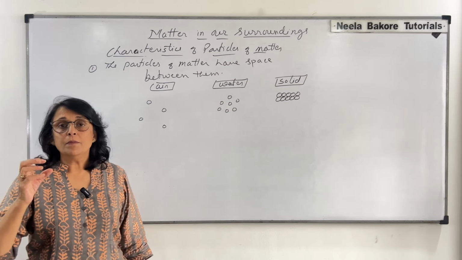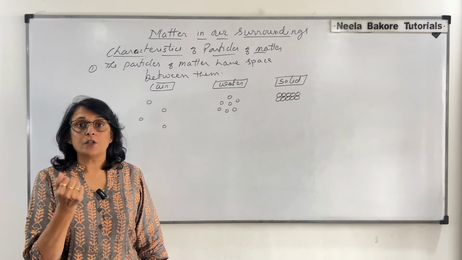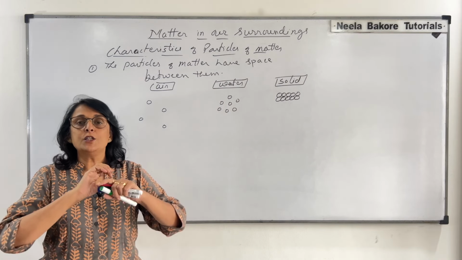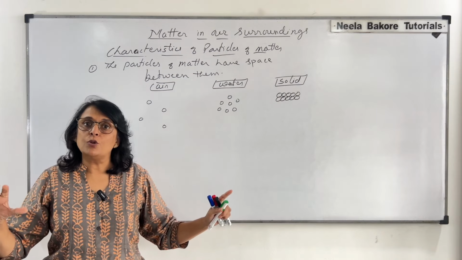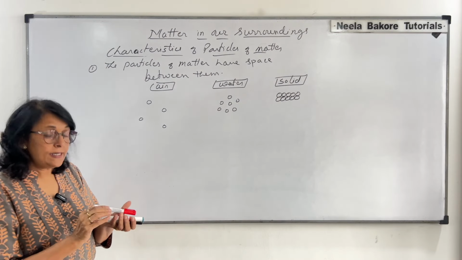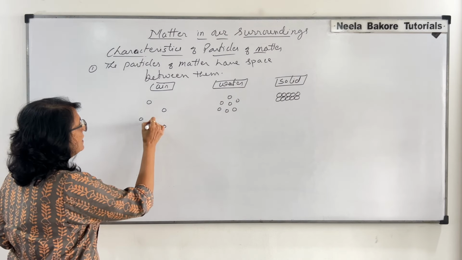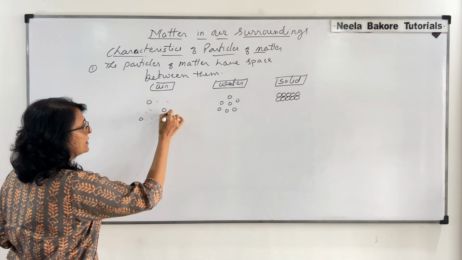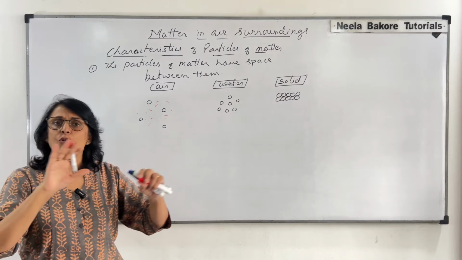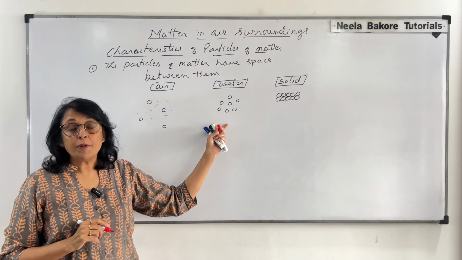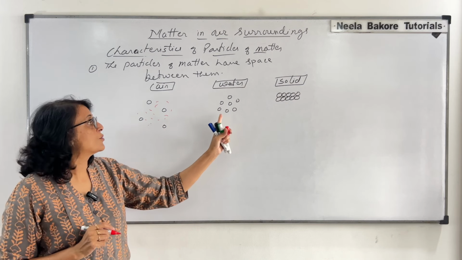Suppose some red colored or orange colored smoke is released from some place. So you will find that the smoke easily spreads into the air. The reason is the space between the air particles. So the smoke will easily go through all these. And you will find that the smoke is evenly distributed in the air. This example we discussed in the earlier video also.